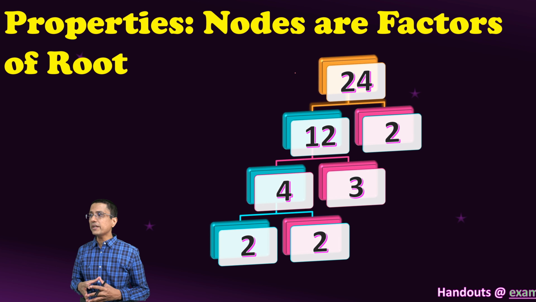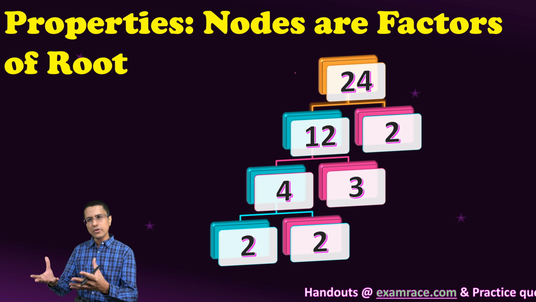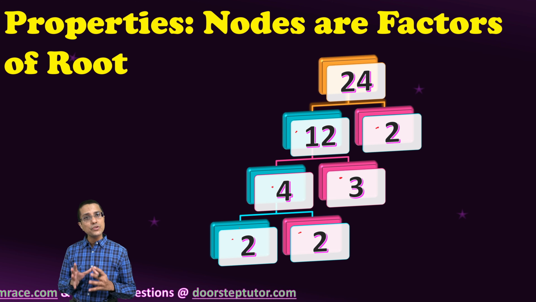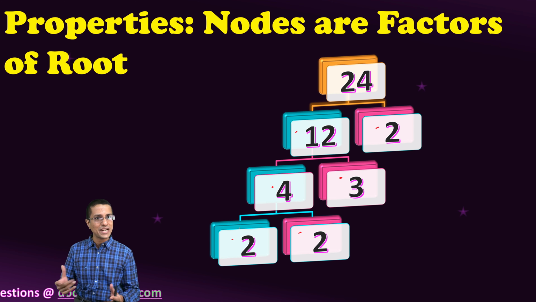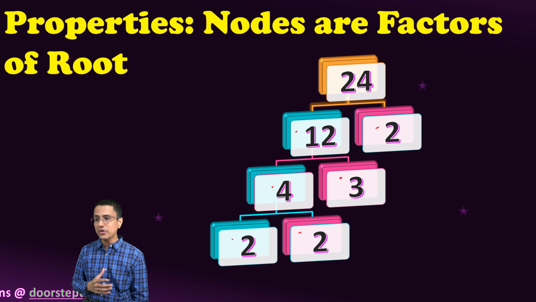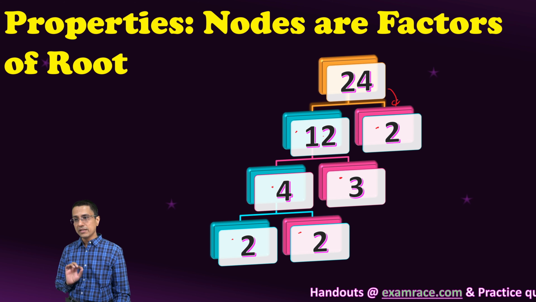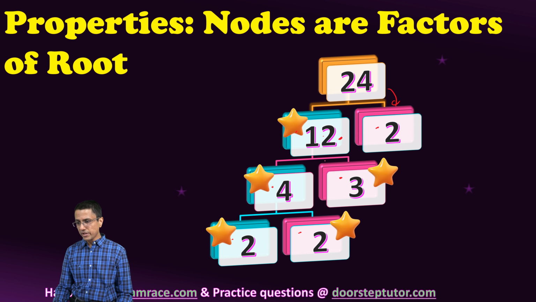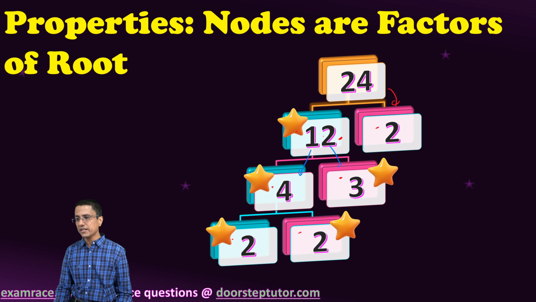The third important property of this factor tree, which we all understand by now, is that all the nodes, all these numbers which occur in the factor tree are actually factors of number 24, right? It's kind of understood, but that is the case. All these numbers 24, 12, 2, 4, 3, 2 and 2, they are all factors of number 24. Similarly, all the numbers which occur below number 12, right? So if I go below number 12, these are all the numbers which occur below number 12. They are factors of number 12. If I go below number 4, then all these numbers which occur below 4 are factors of number 4.